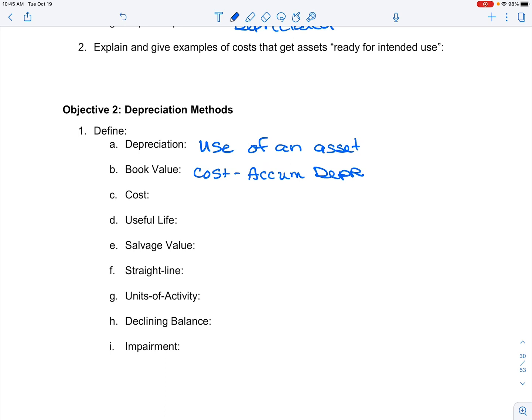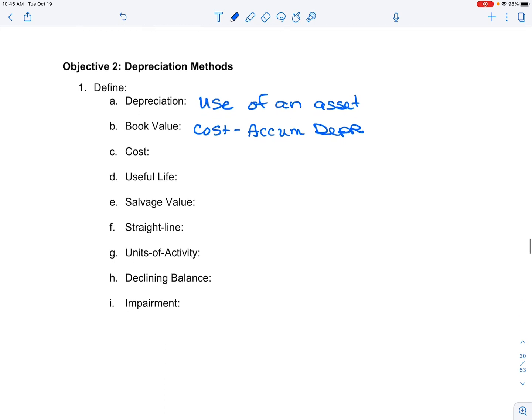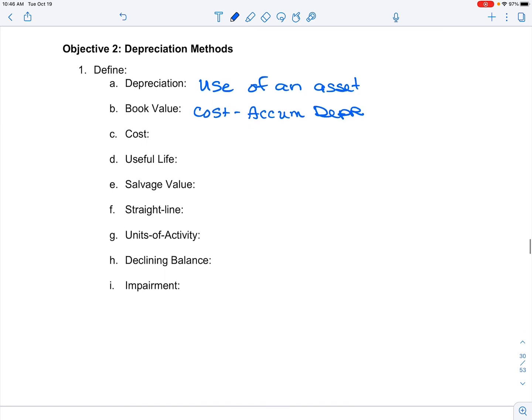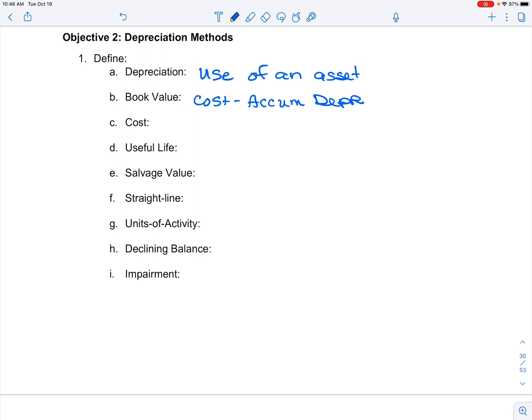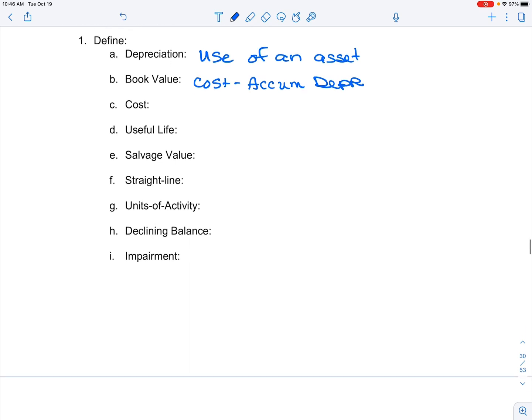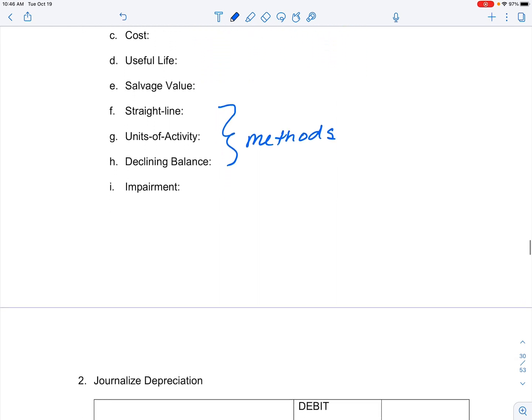Cost is your historical cost. Useful life is how long the company plans to use the asset for. It may be still useful after that, but it's how long the company plans to use the asset. Your salvage value is how much you think you might be able to get for this asset once you're done using it. And then we have 3 different methods of depreciation that we'll be going over in detail, and then understand the term impairment.